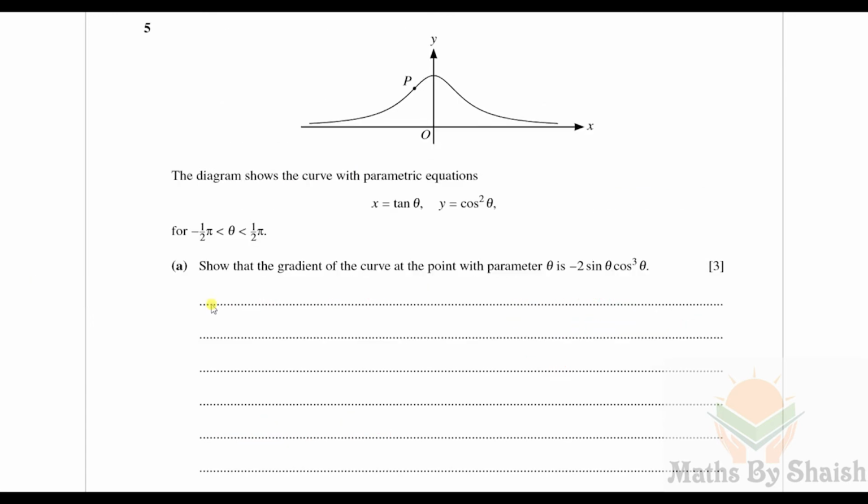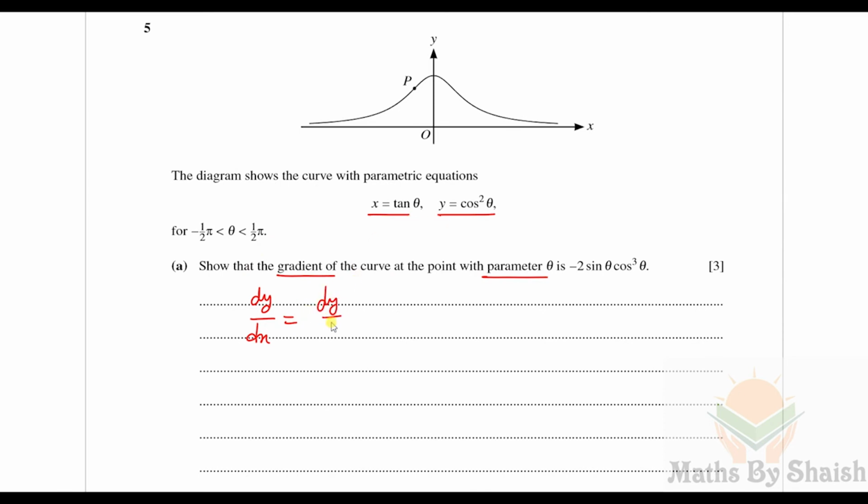Here's the fifth question. The diagram shows the curve with parametric equations x is equal to tan theta and y is equal to cos squared theta, for theta between minus half pi and half pi. Show that the gradient of the curve at the point with parameter theta is this. So the gradient of the curve is going to be dy over dx, and we can use the chain rule to find it because it's a parametric equation.